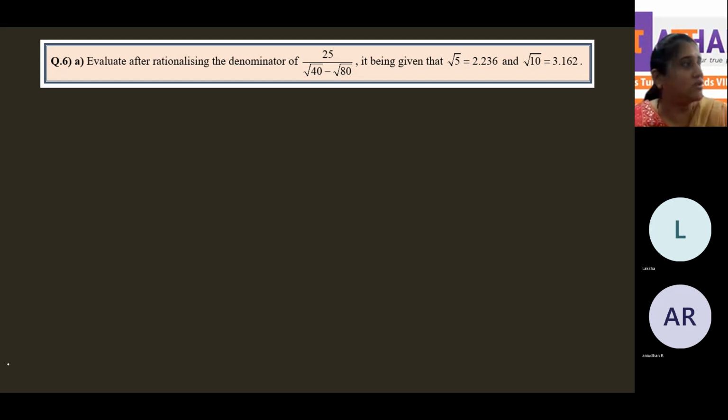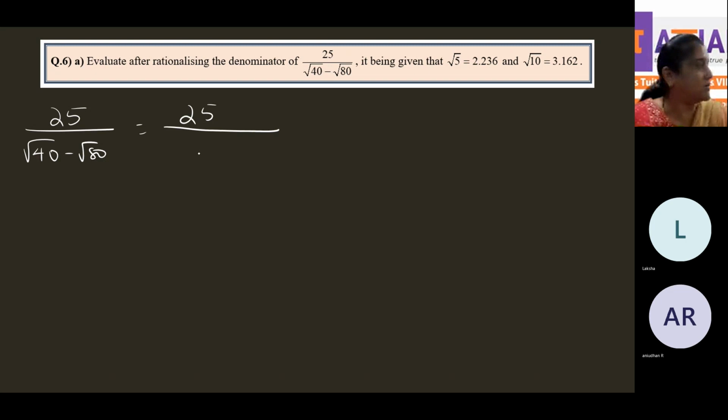Okay, so step 1 is to rationalize the denominator. Don't try it again. Just sit back and listen to me. But before that, there's an important thing. If possible, you must express root 40 and root 80 as mixed surds. How do you do that? What is root 40? Root 40 is 2 2s are 4, 4 2s are 8, 8 5s are 40.